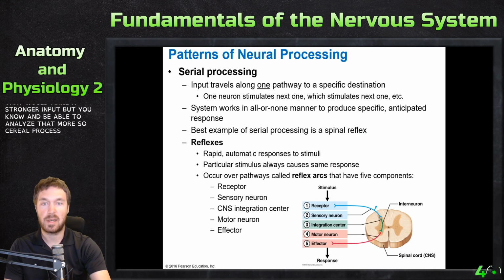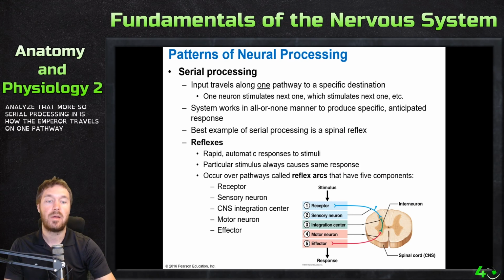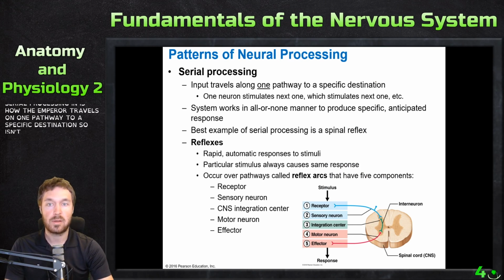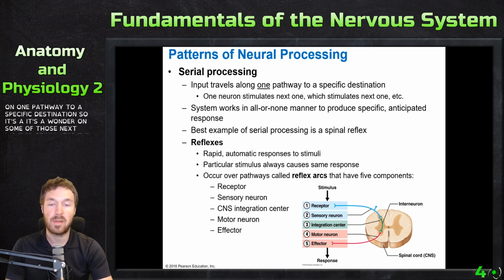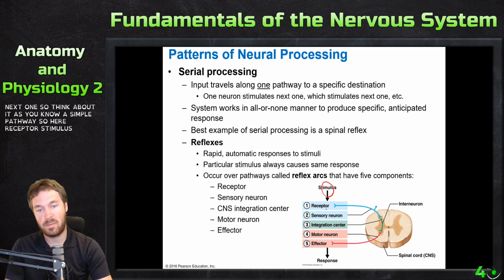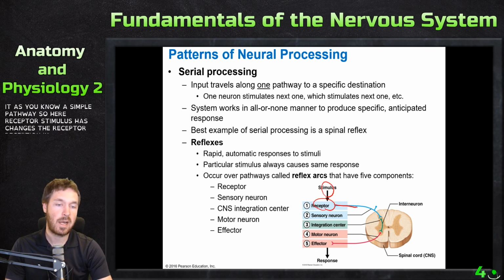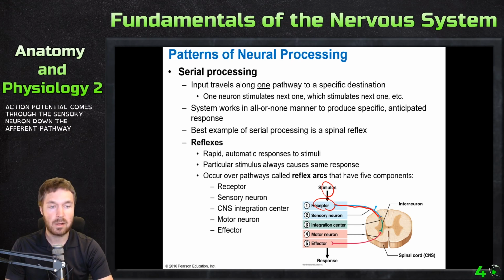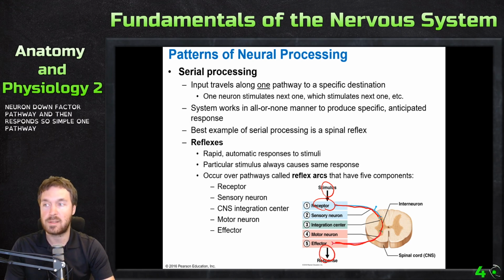So serial processing then is how the input travels along one pathway to a specific destination. So one neuron stimulates the next one, or stimulates the next one. So think about it as a simple pathway. So here, receptor stimulus changes the receptor. Receptor then fires an action potential, comes through the sensory neuron down the afferent pathway, goes through the interneuron, and then goes out the motor neuron down the effector pathway, and then elicits response. So simple one pathway. Our reflexes are our best example of this.